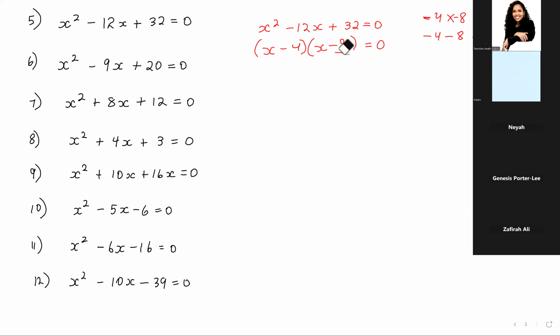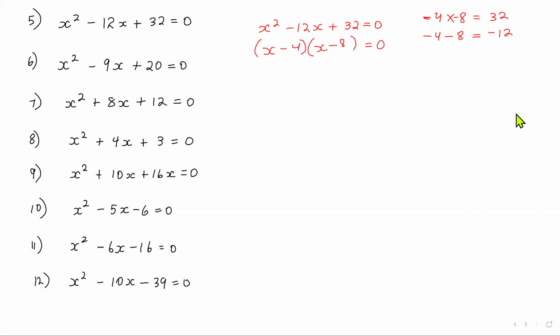Is that okay? Is that the part that was confusing you? Oh, I understand now. Yeah, it has to be minus 4 and minus 8 because we have to get minus 12. So those are the only two signs that would multiply to give me positive 32, and at the same time add to give me minus 12. So that's how we got minus 4 here and minus 8.